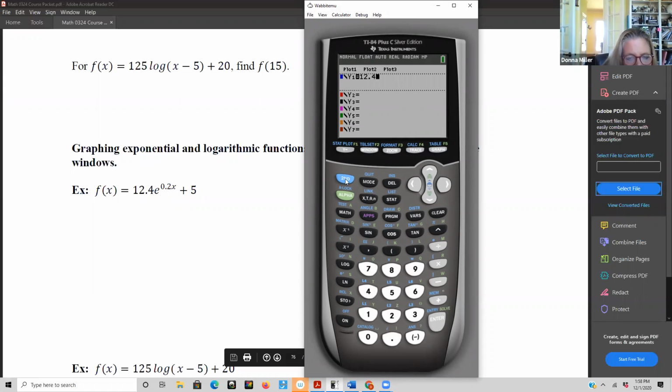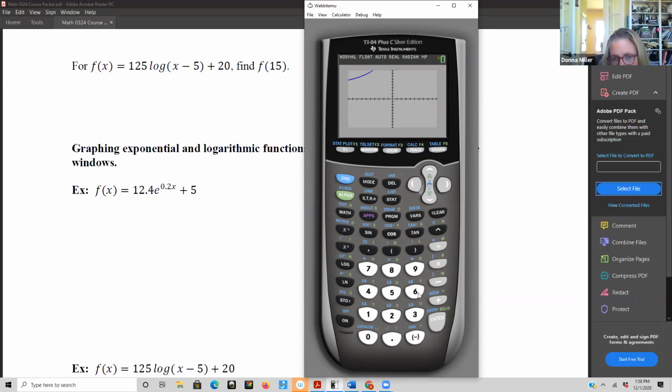12.4 e to the 0.2x plus 5. Go down, plus 5. Now I'm going to do it in regular window, see what it looks like. So I hit zoom 6. All right, so you don't really get a good graph here, right? So it looks like it goes up. It doesn't look good. Should have a y-intercept. Oh no, it's got a y-intercept of 17.